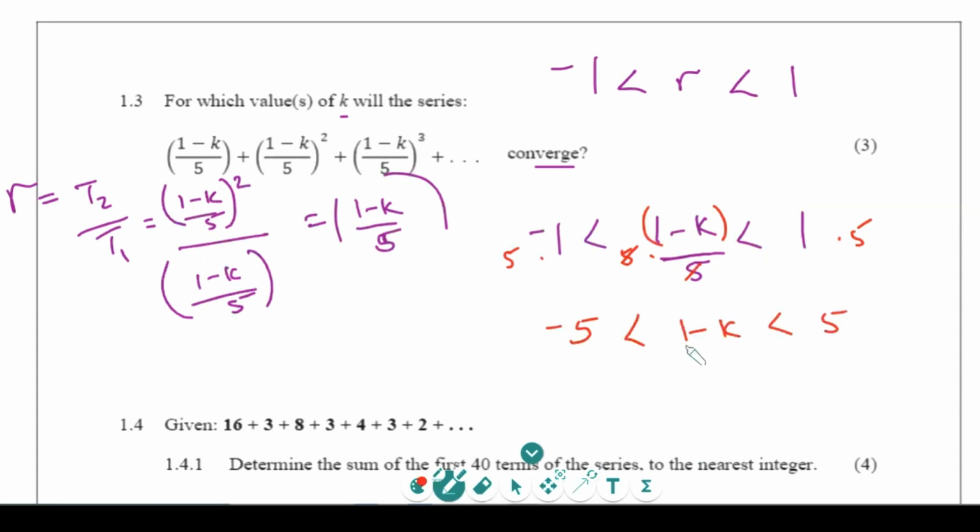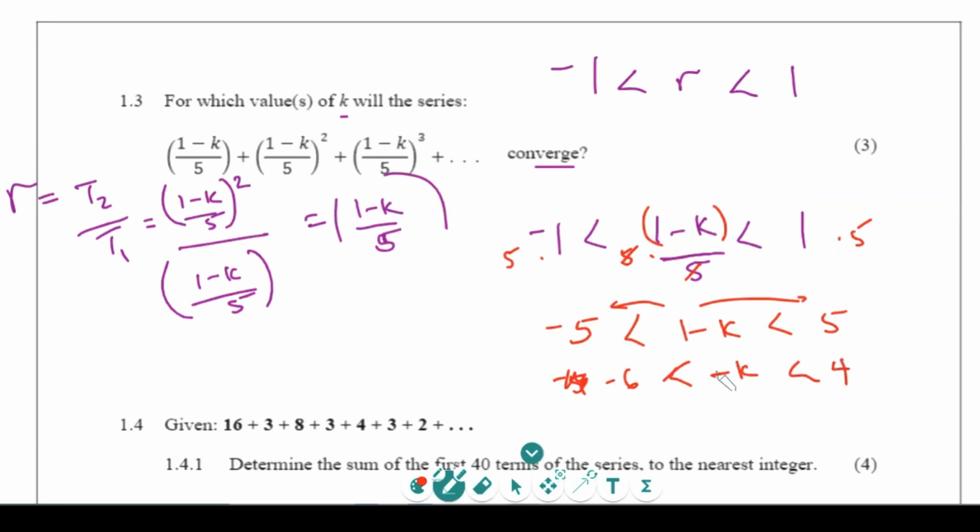And then I have to move the 1 also, transpose it that side and that side. Since this 1 is positive, the sign in front of it is positive, then I'm going to subtract. So -5 minus 1 this side is going to give me -6 is less than, I'll be left with a -k. And then if I have 5, I subtract a 1, I'll have a 4.